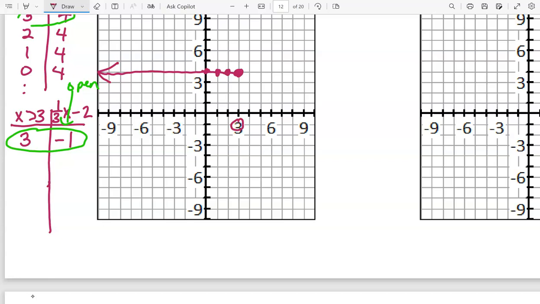It will be easiest for us, if we're using a table of values, to pick multiples of 3 since we're multiplying by 1/3. So I'll pick 6 and 9. 1/3 times 6 is 2. 2 minus 2 is 0. 1/3 times 9 is 3. 3 minus 2 is 1. So we have (6, 0) and (9, 1). And there's the rest of the graph.